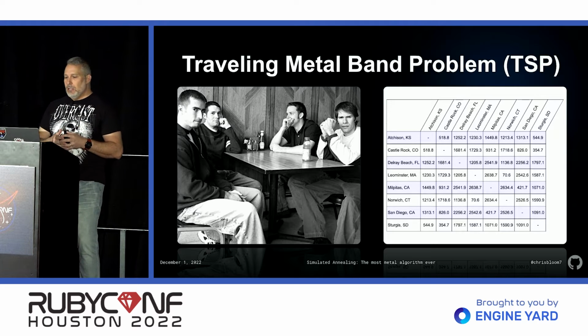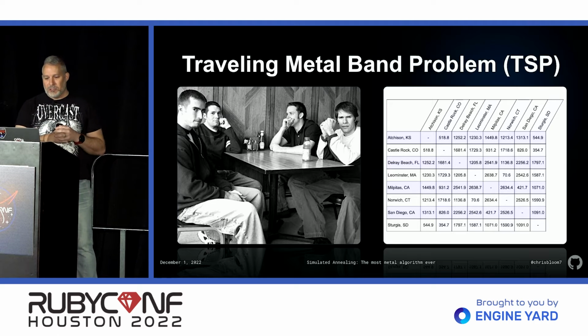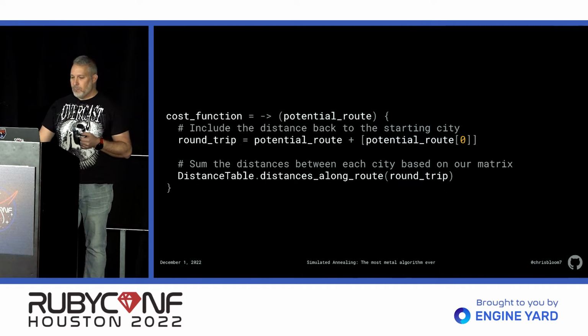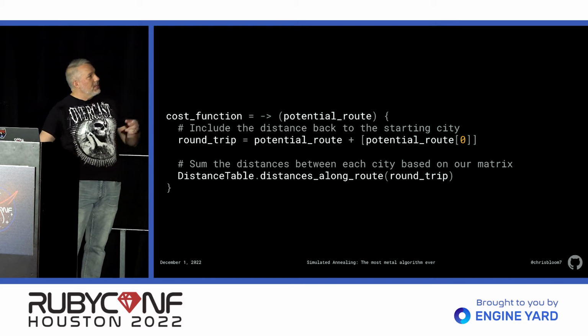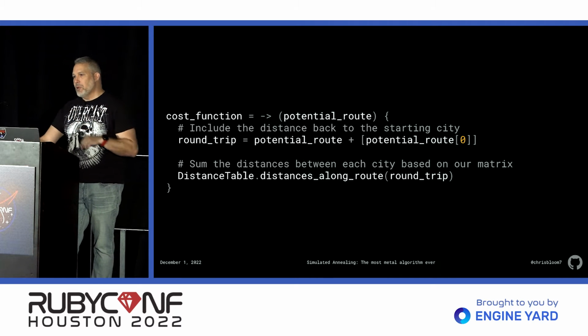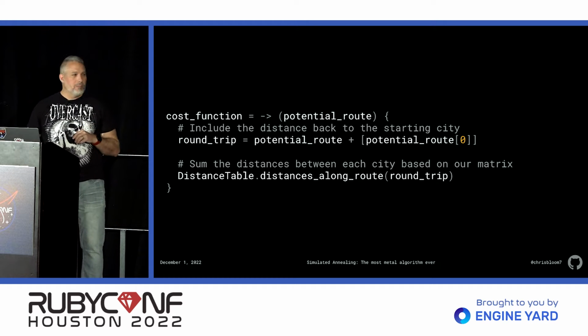To solve this problem, we need to make a list of all of our potential routes, sum the total distances for each route, and then select the route with the shortest possible distance. We might define a cost function that looks like this, which accepts a potential route, then tacks the starting city onto the end to make a round trip, and then totals up the distances between each city based on our matrix table.